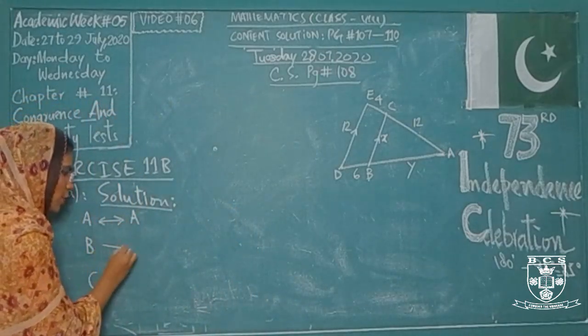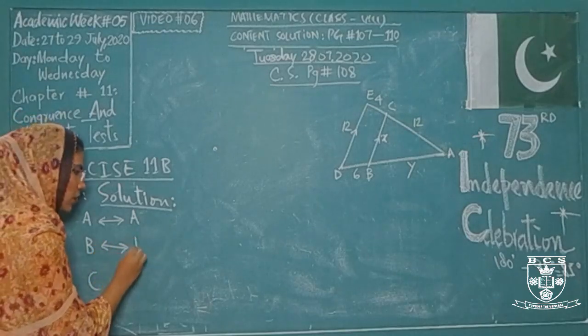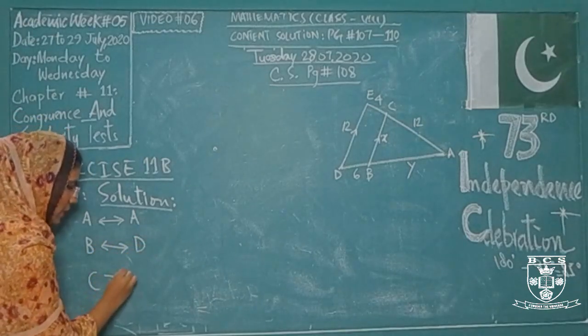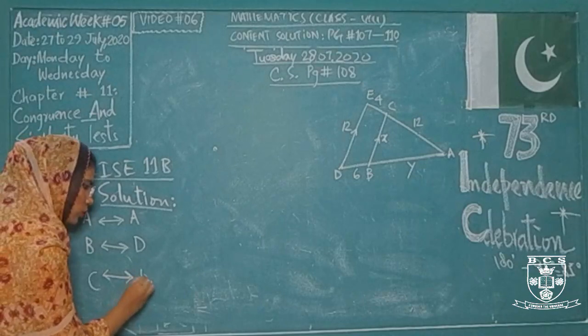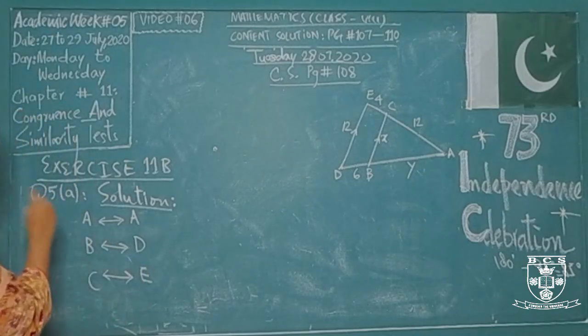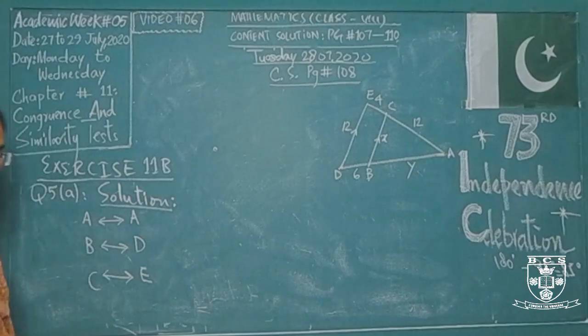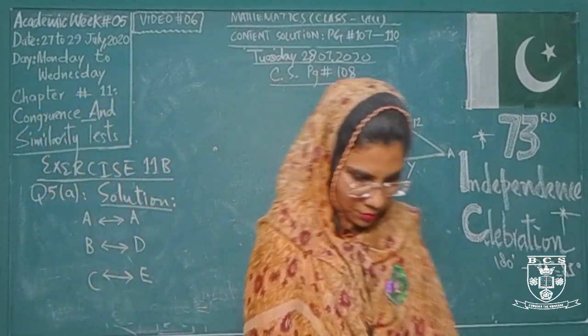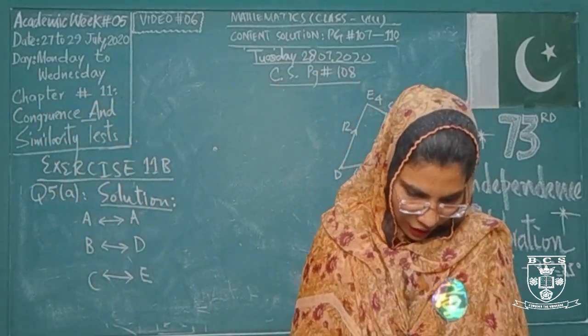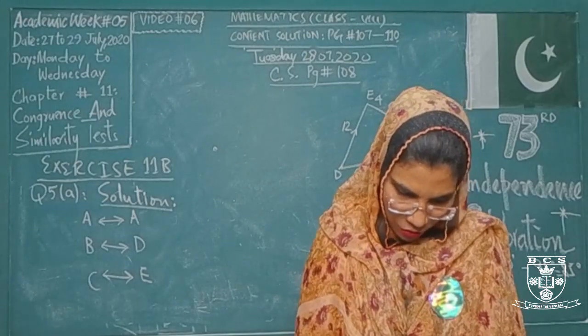B is corresponding to which side? Yes, point D. And C is corresponding to E. So triangle ABC is similar to triangle ADE. This is also given in the question. And right after that, we are mentioning their fractions.